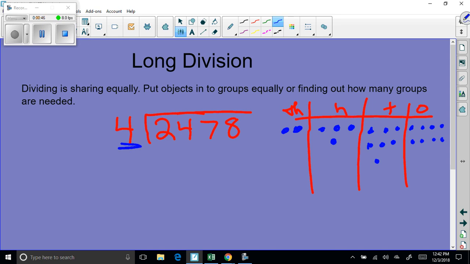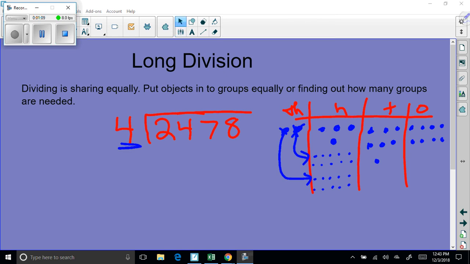And so when I look at my thousands place, I cannot make equal groups of 4, which is why I then have to break down my thousands into groups of 10. So as you can see, I've broken down both of the thousands into a group of 10 because 10 hundreds makes 1,000. So since I had 2 thousands here, I have 20 hundreds. And so now I can circle groups of 4.